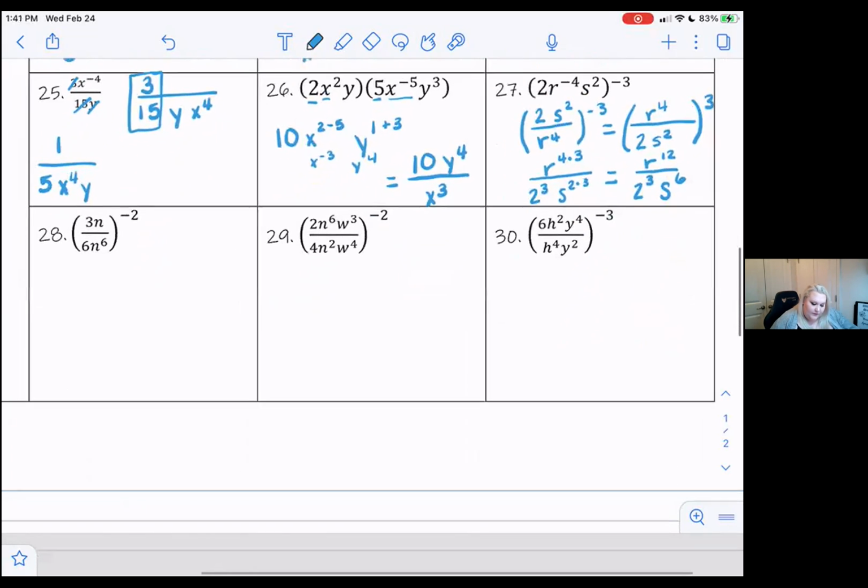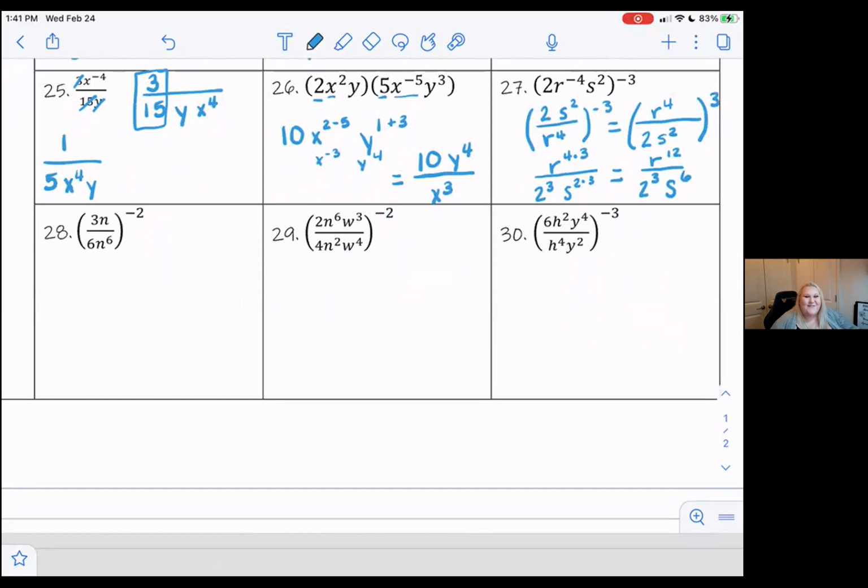All right, I am going to have to scroll down here so I can see those last few. Anytime we've got these negative exponents, flip the fraction first. So let's flip the fraction first. Get rid of that negative as fast as we can. So this is 3 over 6. We're going to make it now 6n to the 6th over 3n.